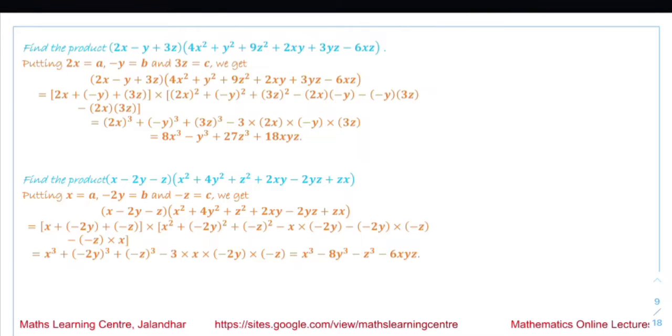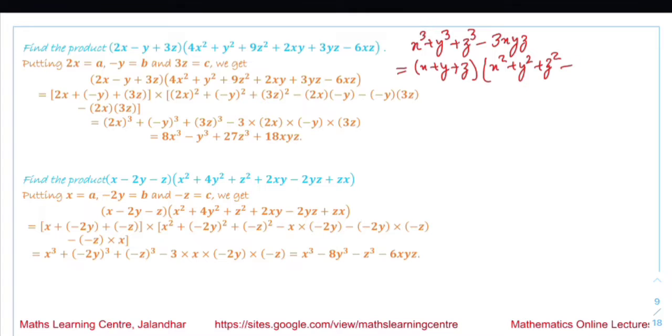By looking at this term, we can see that there are three variables over here, and the formula we had was x cube plus y cube plus z cube minus 3xyz, that is equal to (x plus y plus z) into (x square plus y square plus z square minus xy minus yz minus zx).